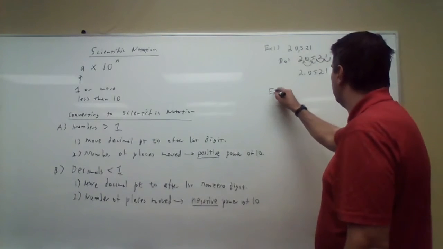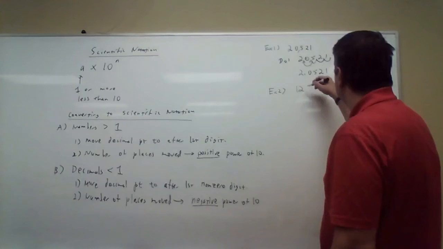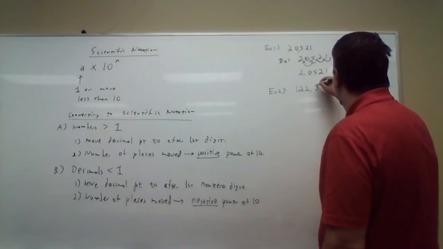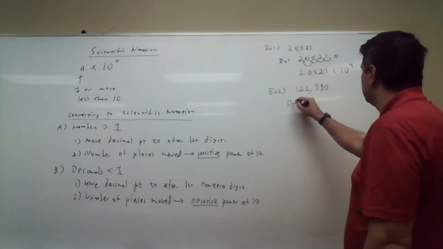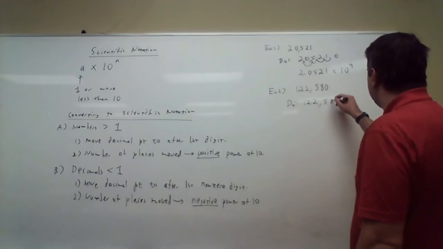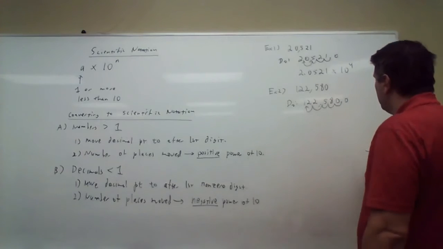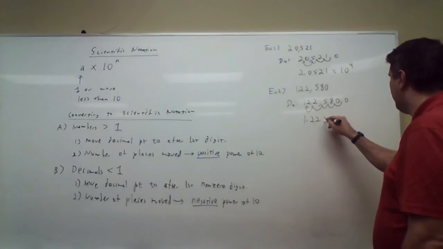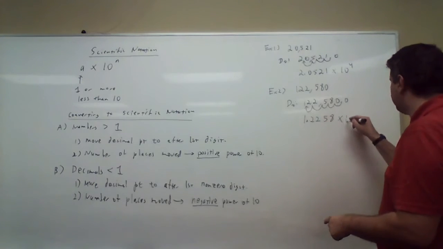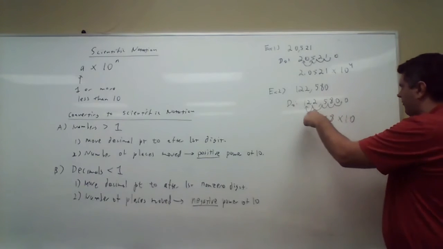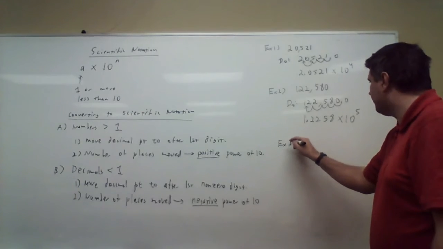Okay? Example 2. 122,580, which is equivalent to 122,580.0. 1, 2, 3, 4, 5. So this will be 1.2258. We don't need the extra zeros if they're after a decimal point. Times 10. We moved it 1, 2, 3, 4, 5 places.